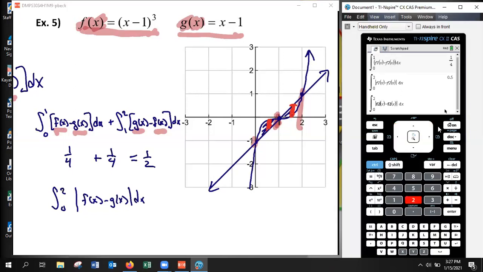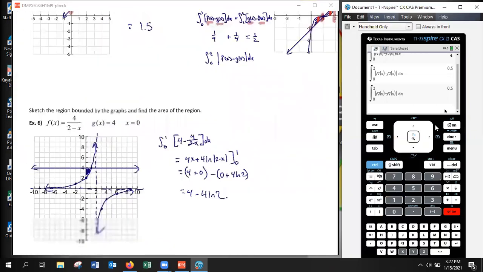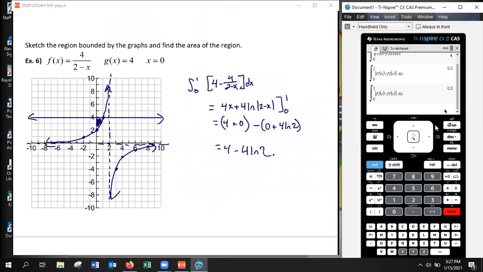So if I really wanted to write this as g of x, aka f2 of x, minus f of x, I should still get that value of 1/2 as well. Moving right along, I have another region here. This region is going to be a rational function bounded by y equals 4. So that bounded region that I'm looking at is just this small region right here.